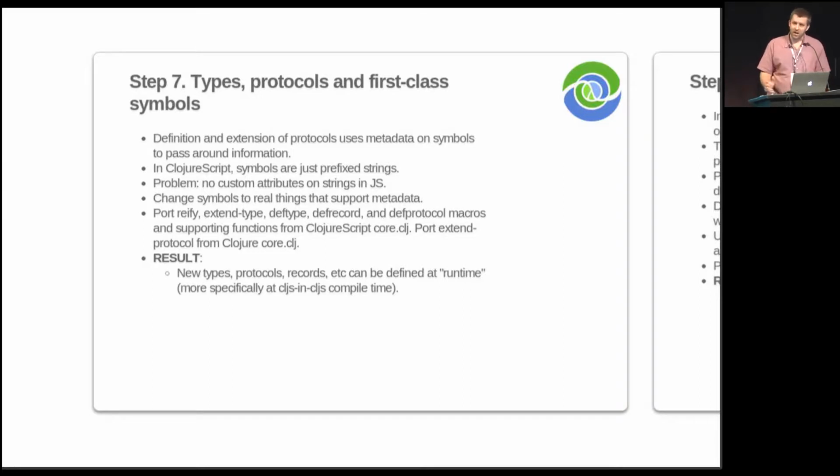Actually, technically you can. Of course, there's always a but with JavaScript. You can add new properties to a string, and JavaScript will automatically coerce your literal string to a string object, add that attribute, and then promptly convert back to a normal string and drop those attributes. So you can never actually get at them, and you really wouldn't want it to be that way anyway. So one of the things I had to do in order to get types and protocols working is convert from using prefixed strings for symbols into real objects for symbols.